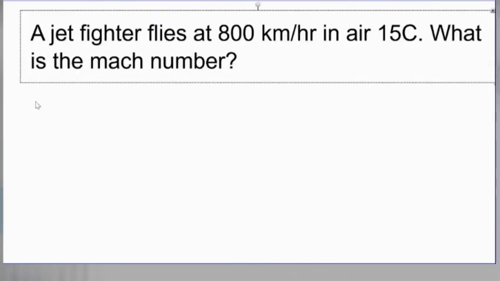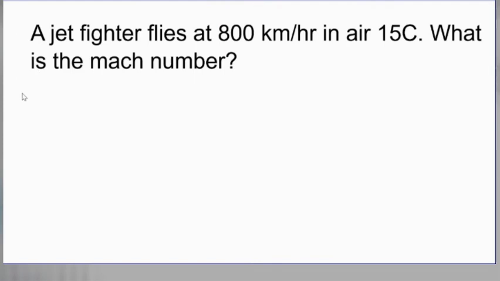This question is getting into Mach numbers, and this is just putting things into perspective in terms of how fast they are going compared to the speed of sound. So I've got a jet fighter flying at 800 kilometers per hour, and the air is 15 Celsius. The first thing I'm going to do is take this 15 Celsius and figure out what the speed of sound would be wherever that jet fighter's flying. And it might be a different number if he's low to the ground or up high.